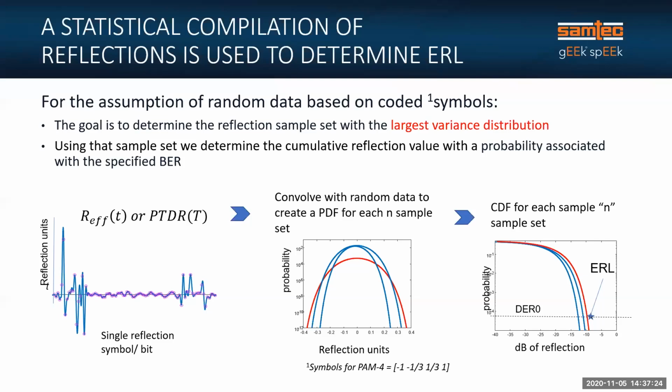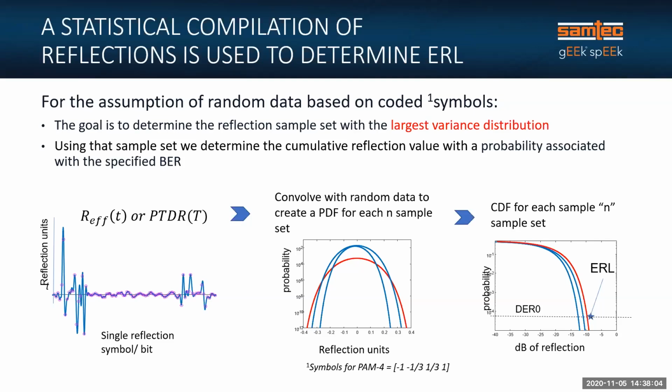From that, we choose the probability density function that has the largest variance. Once we've done that, we convert it into a cumulative distribution function, which is a way of adding it up statistically. It says that if I look at an equivalent value of reflection at a particular BER, or detector error ratio, what would that value be if it all collapsed to one point, including all of the sample phases? This is kind of the worst one. Now moving down to the next slide.